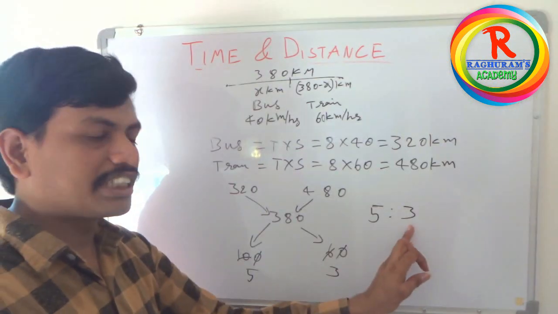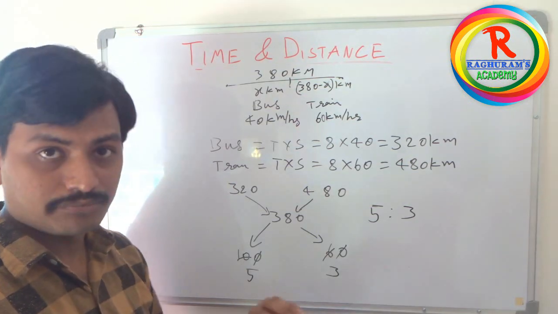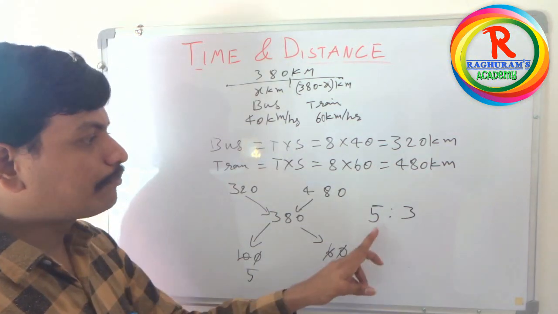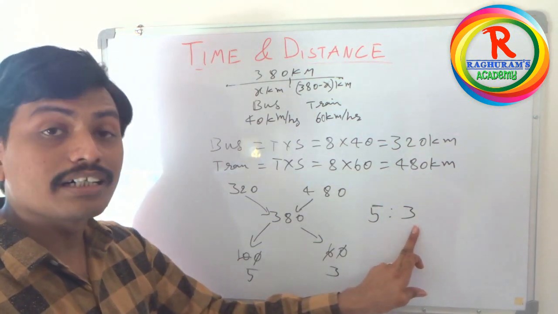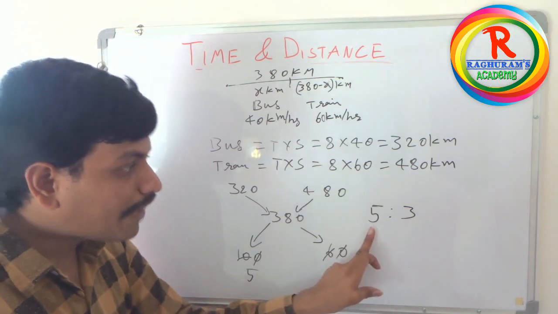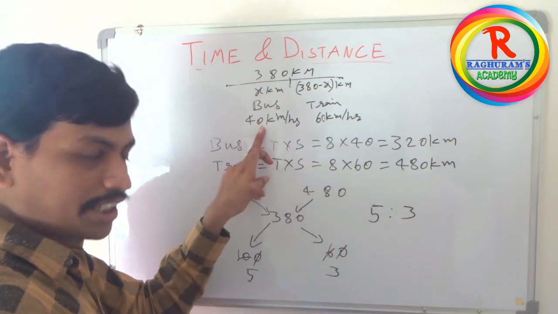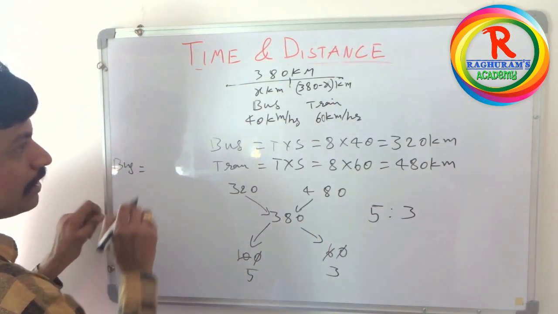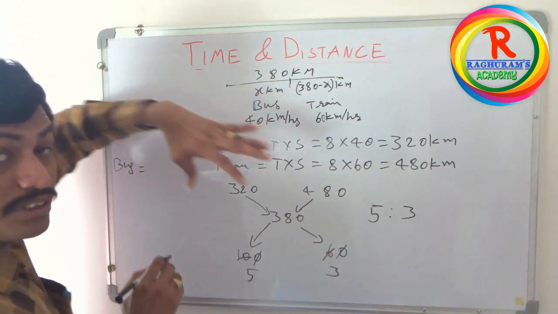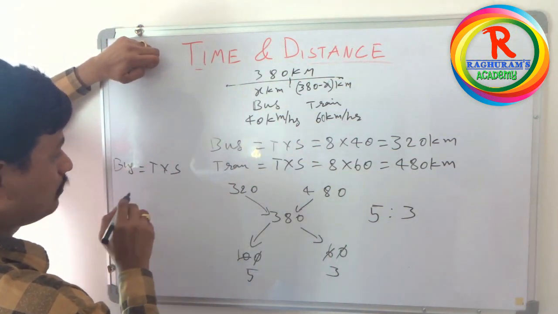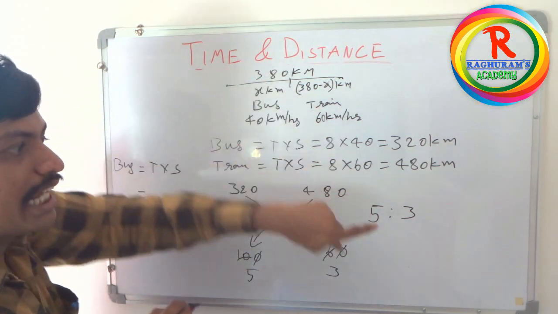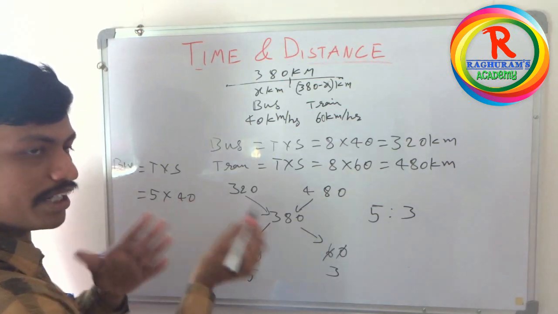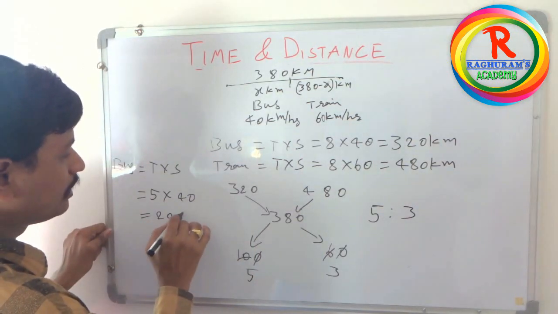So we got the ratio 5:3. This is nothing but the time taken by them. The 8 hours is divided in the ratio 5:3. That is, by bus he has gone 5 hours and by train he has gone 3 hours. In 5 hours, going at the speed of 40 kilometers per hour, how much distance is covered? By bus, distance is time into speed. Time is not 8 hours, only 5 hours, and speed is 40 kilometers. That is 4 5s are 200 kilometers.